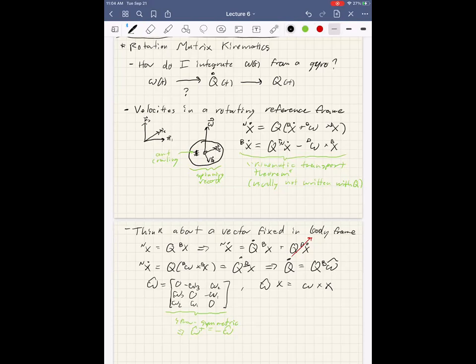Oh, and then we're going to call this thing with the hat the hat map. So it takes a 3D vector and turns it into a 3x3 skew symmetric matrix that is equivalent to the cross product. Everyone good with this? Who's seen this before? Pretty much everybody. Okay, cool. Who's seen this ODE for Q dot? Fewer people. So you've seen the cross product thing. Now you've seen the rotation matrix kinematic stuff.